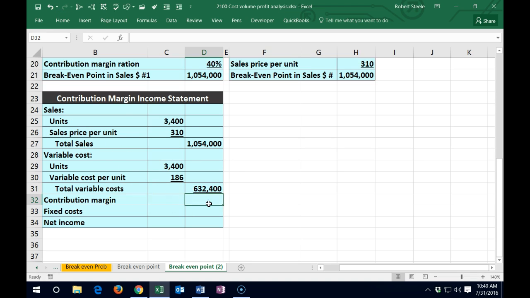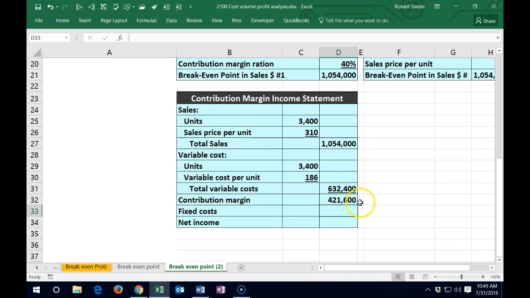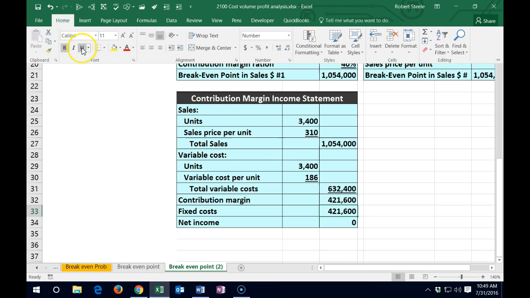That gives us our contribution margin. So our contribution margin is this number, the total sales minus the variable cost portion. Notice we're not talking about the contribution margin per unit here. This is the contribution margin for this data point. Now the fixed costs, if we took a look at our data up here, were the 421,600, which is of course the same as the contribution margin. That's why it's the break-even point, because our contribution margin minus the fixed cost is zero, meaning we are breaking even. We have no income. We go to the home tab, font, underline that.